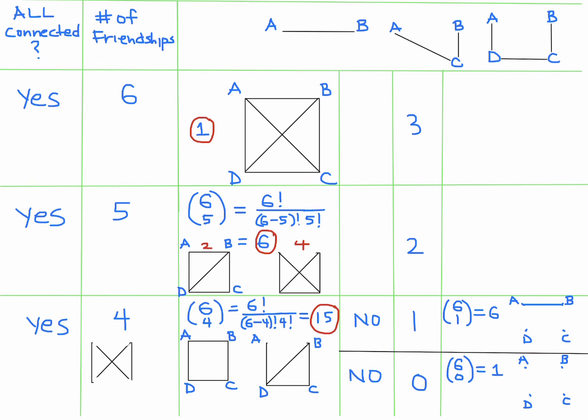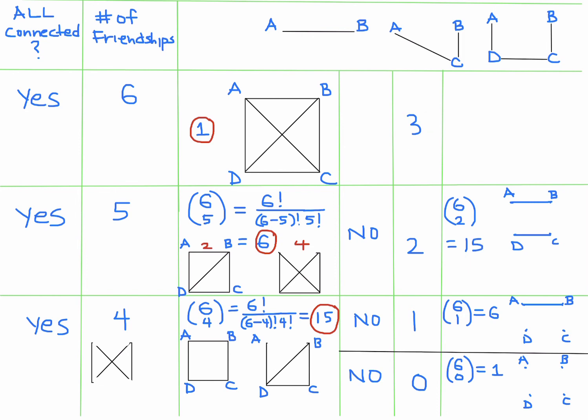But it's not connected. How about 2 friendships? 2 friendships, again, pretty easy to draw an example. A, B, C, D. I've got to use 2 sticks. How about that? That and that. That's 2 sticks. Are they connected? No. A is not connected to D. C is not connected to B. How many of these? From 6, you choose 2 sticks. And 6 choose 2 is 15.